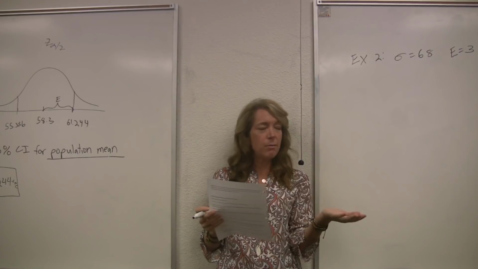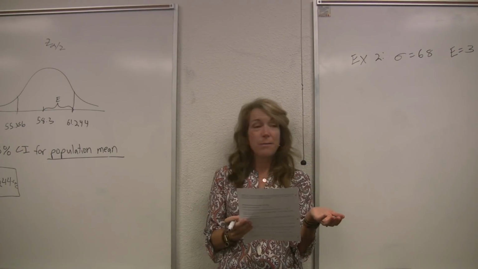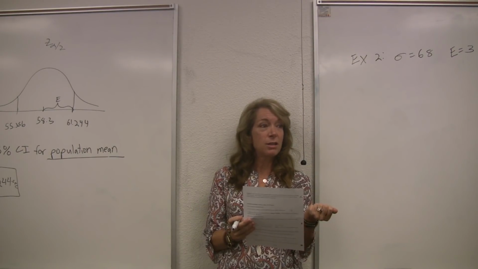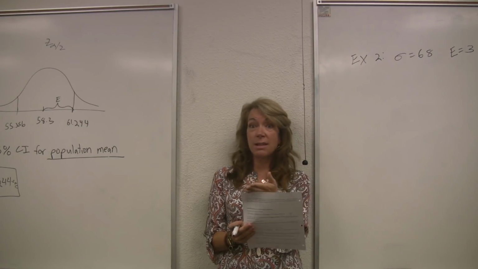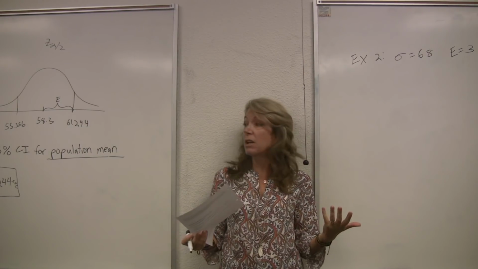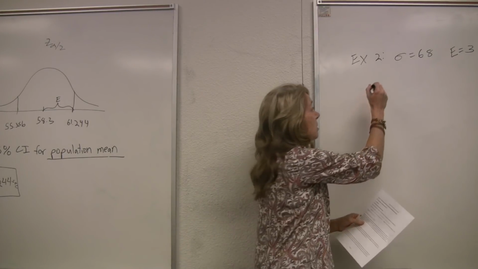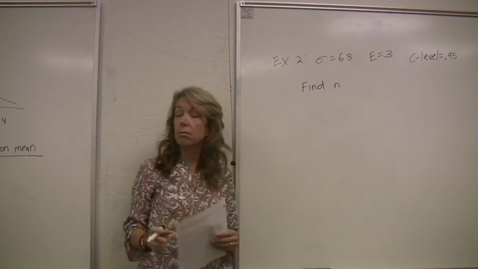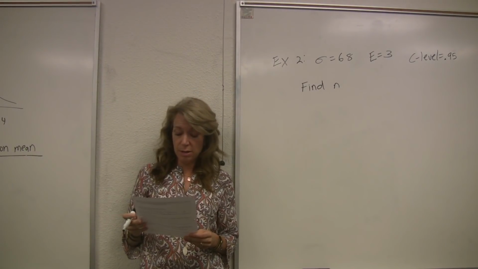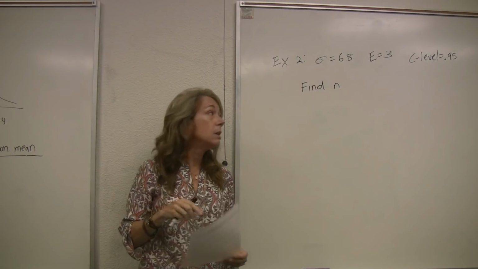Now, we're going to do something else once we select them, but do we all agree it says how many adults? So what are they really asking us to find? N, the sample size. How many people are going to be in your sample? So the question is really saying find N, how many adults, to estimate the mean.